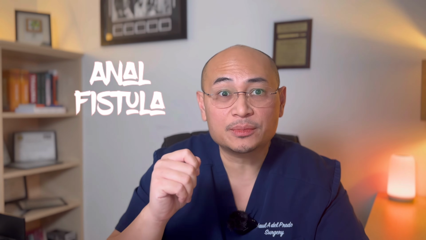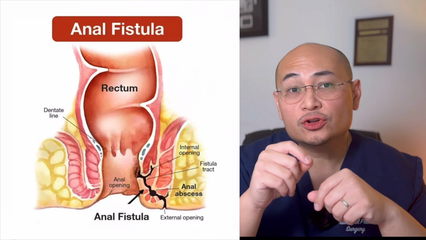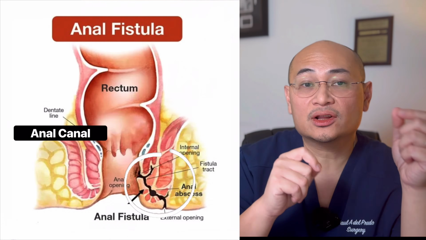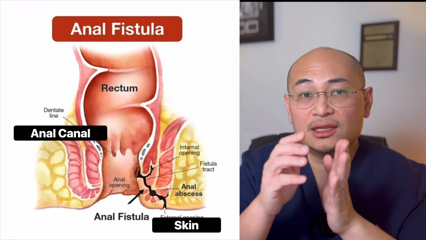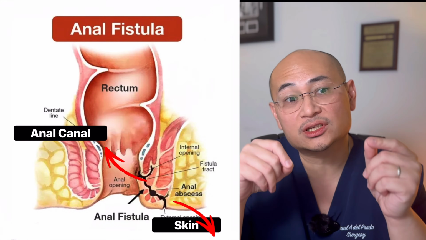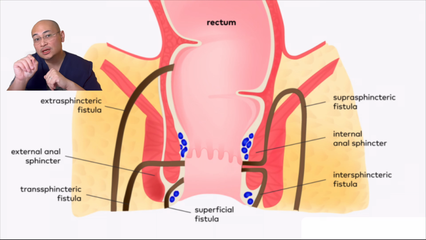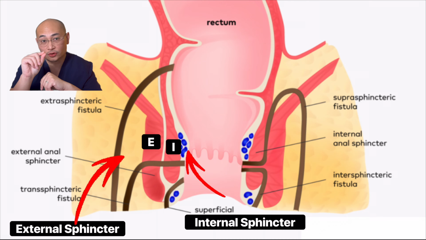Now we're going to talk about anal fistulas, which can happen in up to 30 to 50% of people who develop perianal abscesses. As I mentioned, fistulas are a connection between the anal canal and the skin, secondary to the abscess formation that extends in both directions, forming this tract. Fistulas are classified using the Parks classification, and there are 4 types. The first one is going to be an intersphincteric fistula. The tract goes in between the internal and external sphincter.